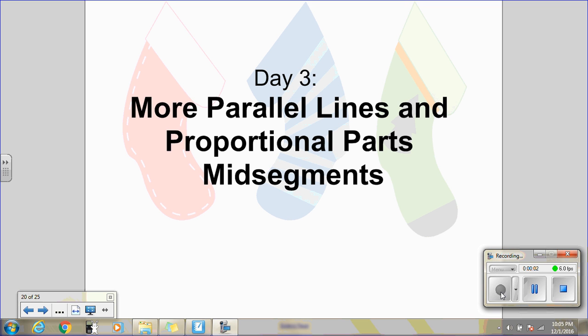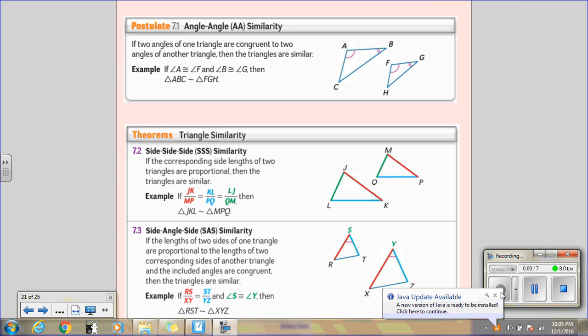Unit 6, Day 3. Today we're going to continue our discussion on parallel lines and proportional parts, as well as talk about some new information in it, including mid-segments. The first thing we're going to talk about is other ways that we can prove two triangles are similar. The first way is the angle-angle similarity postulate. Essentially, all you need is two corresponding angles indicated congruent across two triangles, and that is enough information to prove that two triangles are similar.